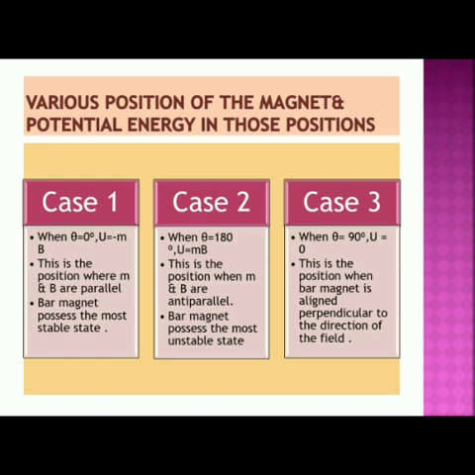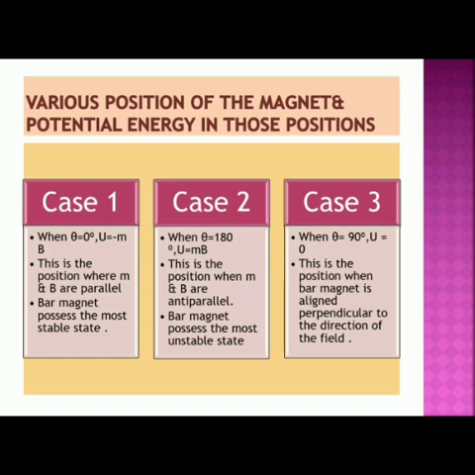Let me move on to the third stage, which is nothing but case 3. That is when theta is equal to 90 degrees. Therefore, cos 90 is equal to 0 and my potential energy is equal to 0. So, this is the position when the bar magnet is aligned perpendicular to the direction of the magnetic field. Therefore, the potential energy as a function of theta becomes 0.